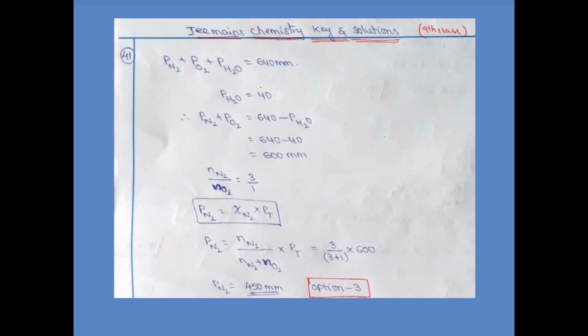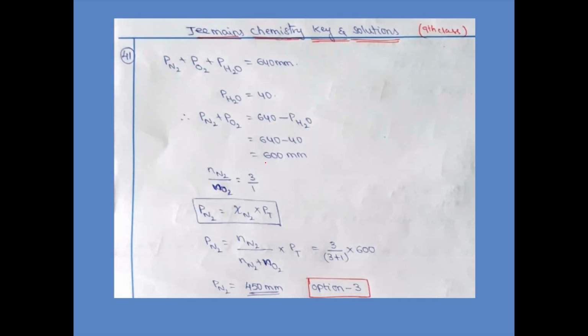Moist gas is nothing but the mixture. This mixture of three gases is the moist gas. The moist gas pressure is 640 minus the pressure of water vapor, which is already given. So 640, the pressure of moist gas, minus the pressure of water vapor is equal to 600 mm. Now 600 mm is equal to the sum of the partial pressures of nitrogen gas and oxygen gas.